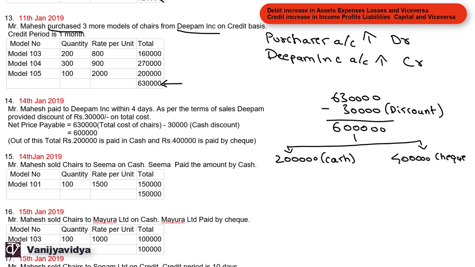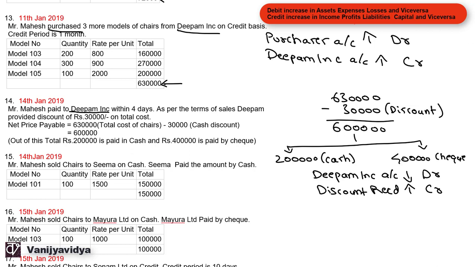One account that is affected here is Deepam Inc. It is our liability account. We had a balance of 6,30,000 in the Deepam account. Now we are repaying Deepam. So Deepam account we are repaying. It is reducing our liability. So Deepam account will be debited. Now this discount is discount received by us. So now this discount received is an income. So there is an income. So it will be credited.